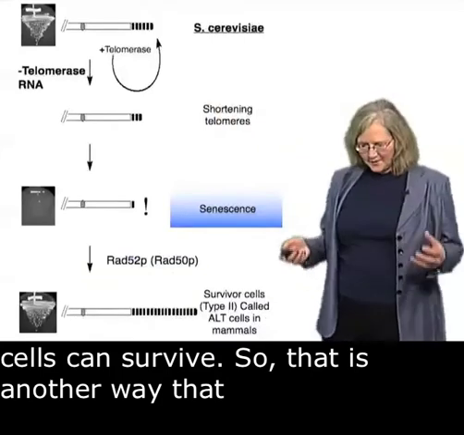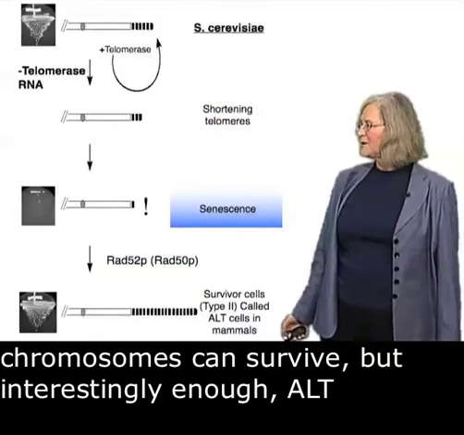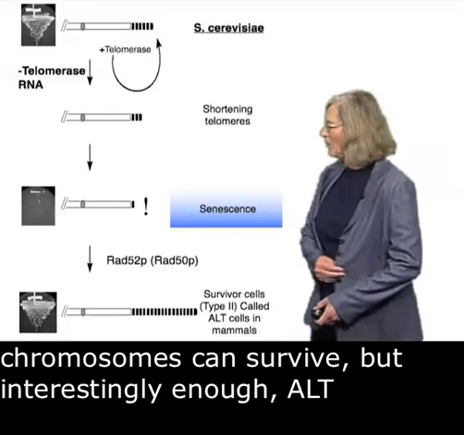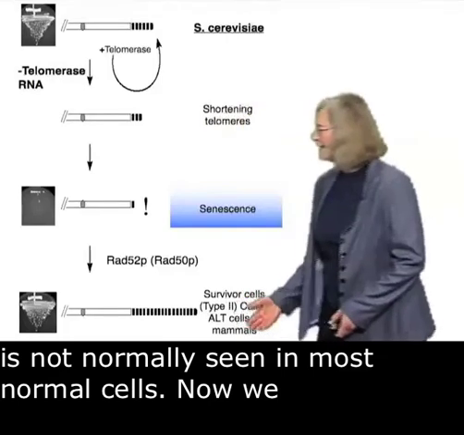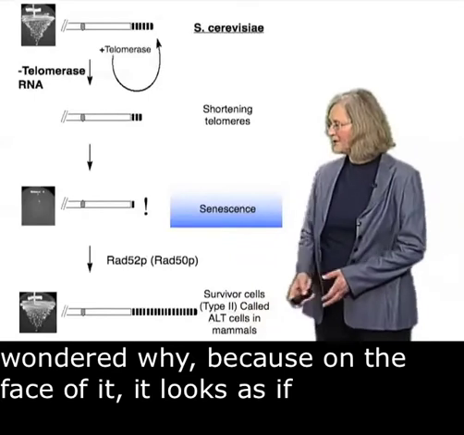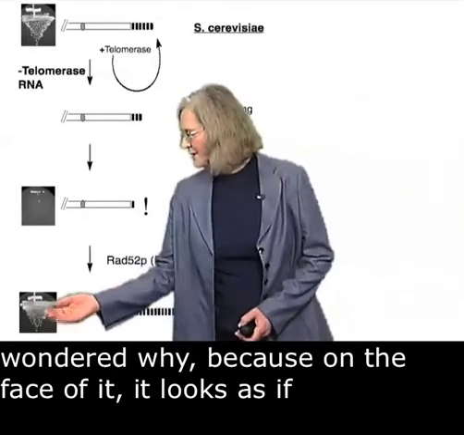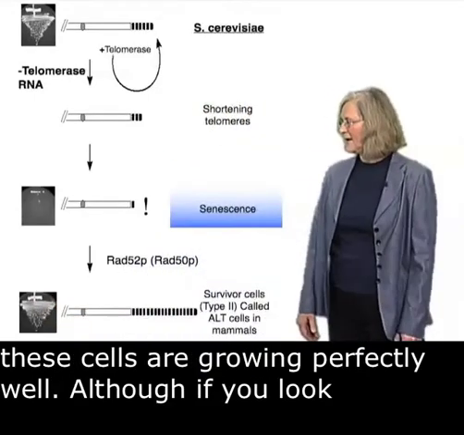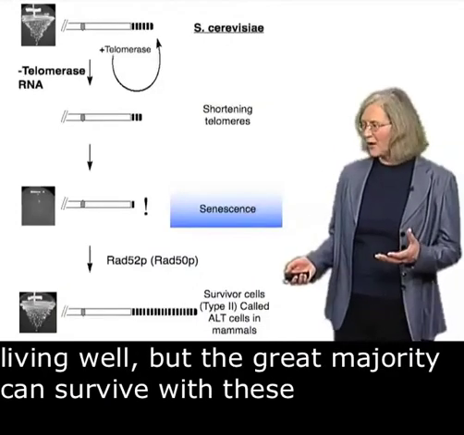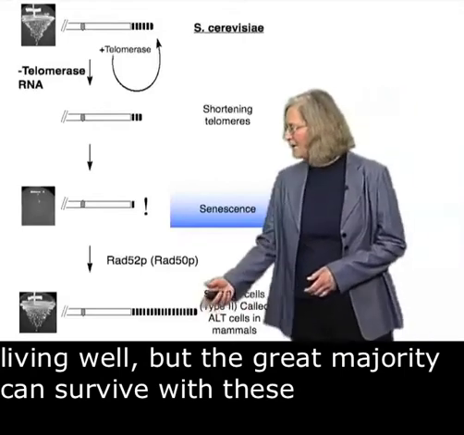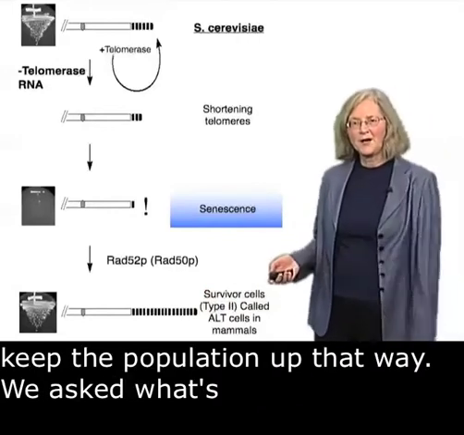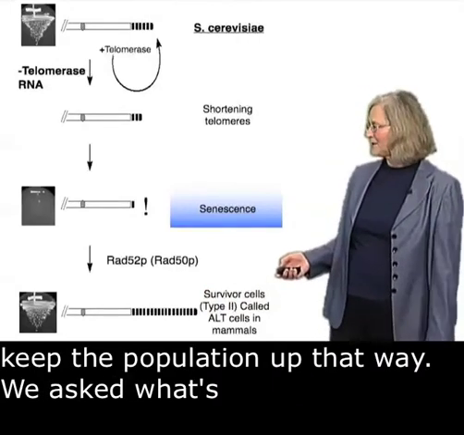So that is another way that chromosomes can survive, but interestingly enough, ALT is not normally seen in most normal cells. Now we wondered why, because on the face of it, it looks as though these cells are growing perfectly well. Although if you look more closely, you will see that some of the cells are not living well, but the great majority can survive with these very long telomeres that they can keep recombining and keep the population up that way. We asked what's different, okay?